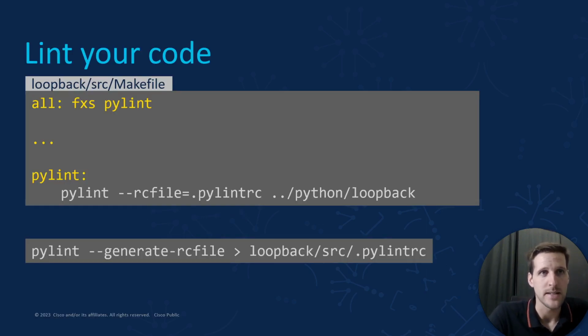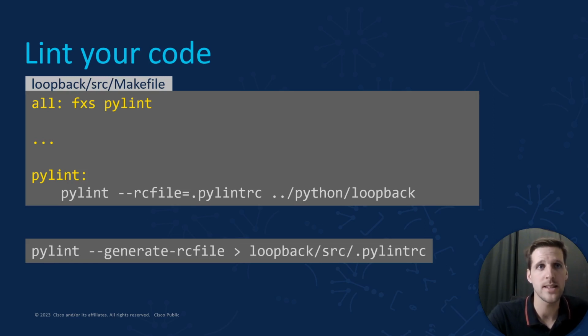So what is PyLint? If you don't know, PyLint is a static code checker, which means that it can analyze your code without actually running it. So it is a cheap way of checking for errors. It tries to enforce a coding standard and a coding style.